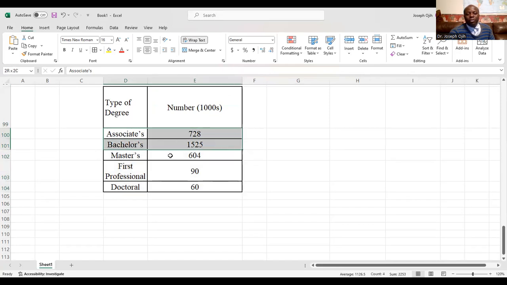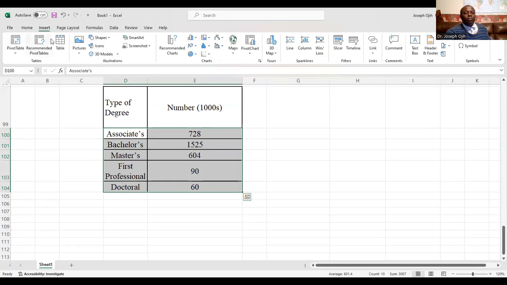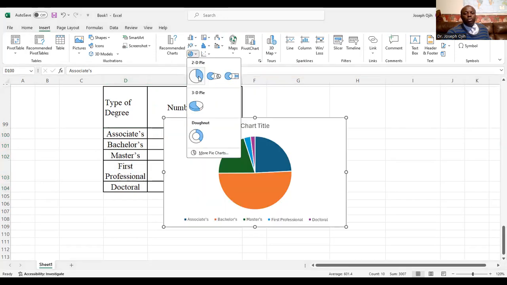Remember, I started from here to highlight. So now you click Insert. This is the pie chart circle. You can see the chart right here. It's in a circle form. Click on it and choose this one.